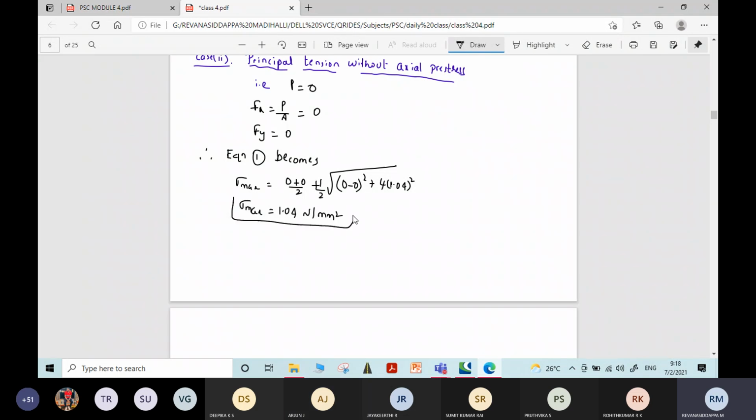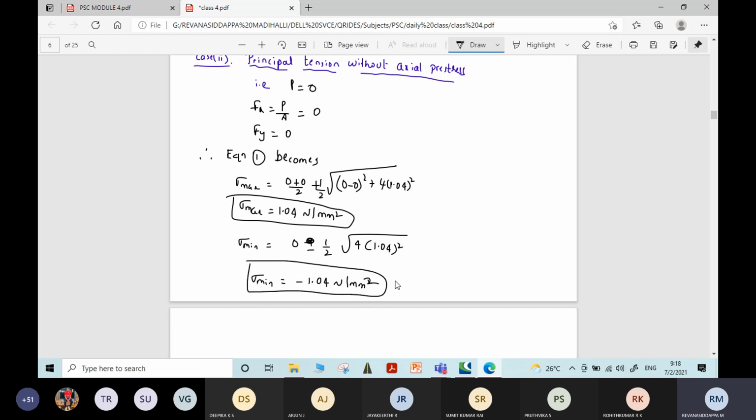Correct? Similarly, if you find principal tension, sigma minimum is equal to 0 minus half of root of 4 into 1.04 whole square. Sorry, minus, here minus. So sigma minimum will be equal to minus 1.04 Newton per mm square. Okay, so this is the principal tension without axial pressures.